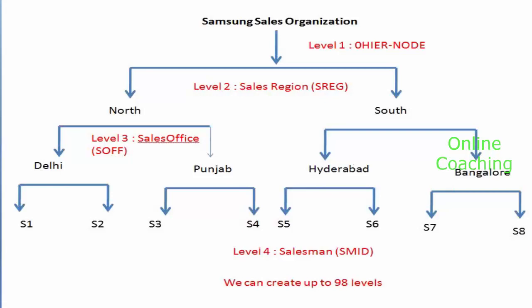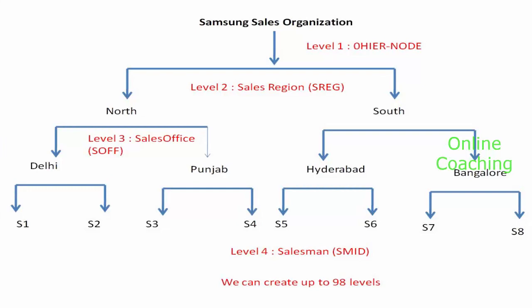Still it is not opening for me. Okay, please observe here. I have my sales organization. For example, let's take Samsung sales organization. I have a level 1 here. This is the headquarters, so level 1 should be hierarchy underscore node. Under this, I have two different locations, north and south. This is level 2. So I need to create one info object called sales region. The technical name is going to be SREG. Then under north, I have two different cities, Delhi and Punjab. It is level 3. That is called sales office.